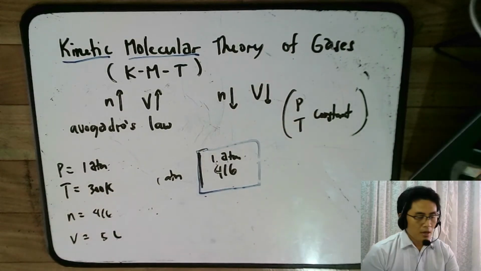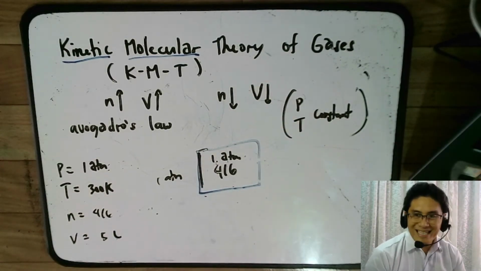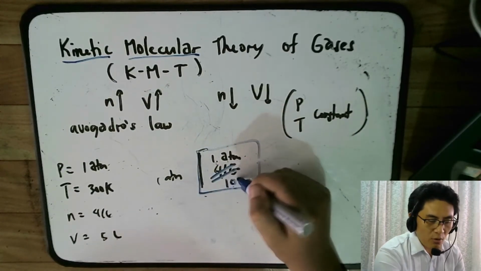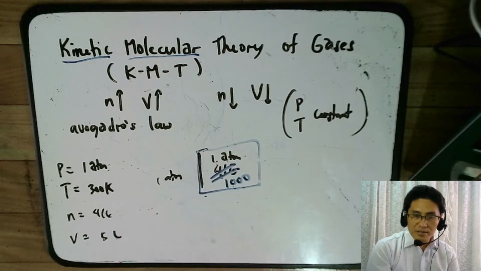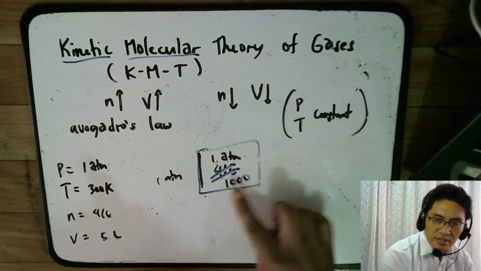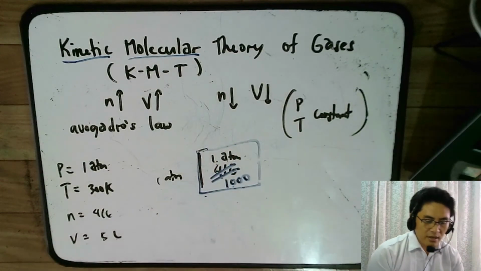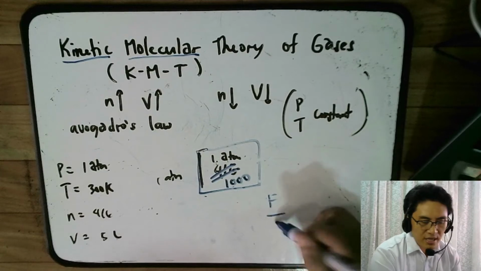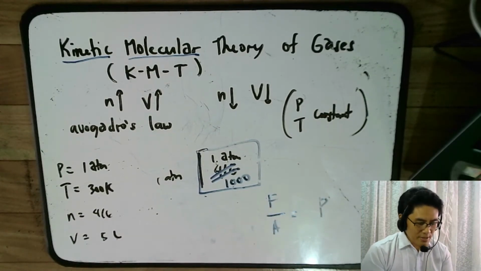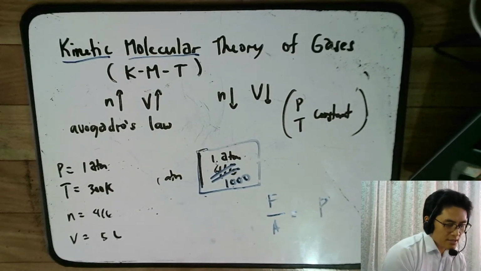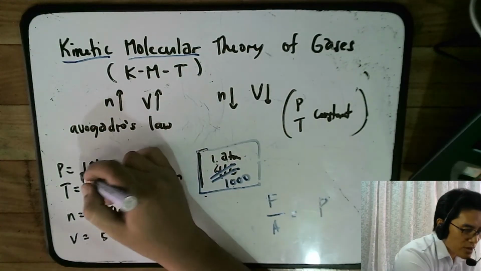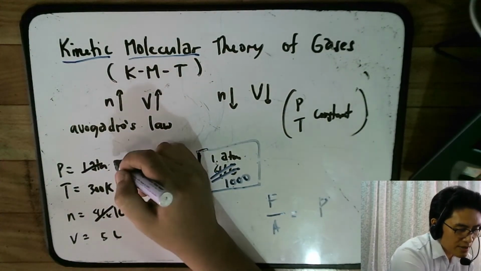Now, what happens if you add more particles, for example from 416 to 1000 particles? Because there are more particles inside, more particles are hitting the wall. If more particles hit the wall, there is more force on the wall over the same area of the wall. So that gives you more pressure. So if you increase this 416 to 1000, the first thing that happens is that the pressure will increase, let's say to 2 atm.